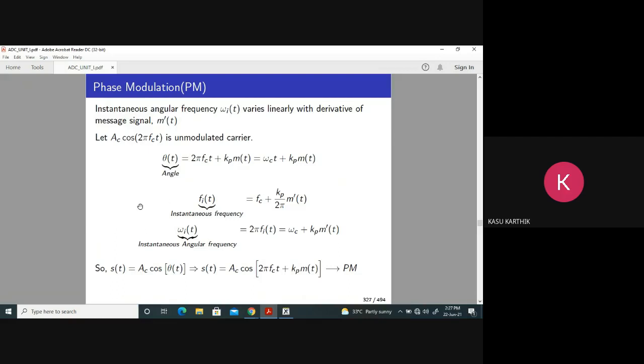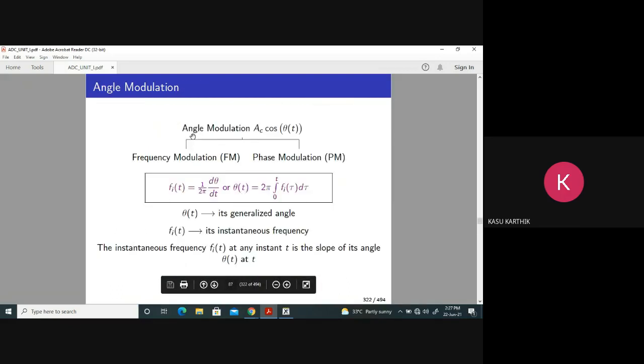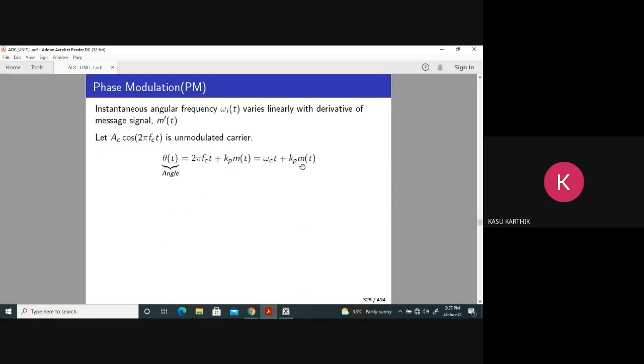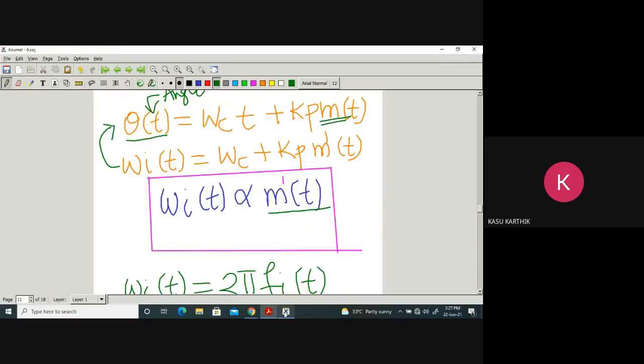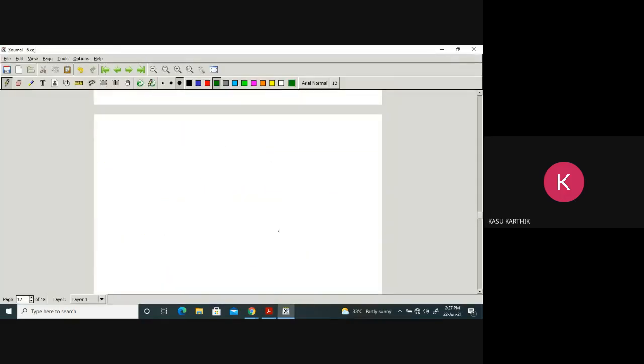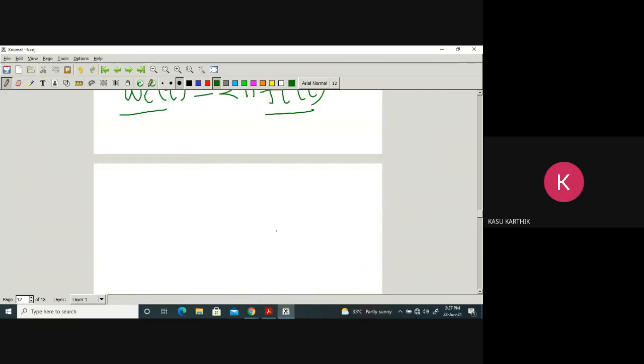Now what is s of t? It is nothing but A_c cos theta of t. I mentioned it clearly here: angle modulation means A_c cos theta of t. It could be phase or frequency. Now where theta of t, you replace it with omega_c t plus k_p m of t. So what is s of t now? A_c cos of 2 pi f_c t plus k_p m of t. That is the simple equation of phase modulation.